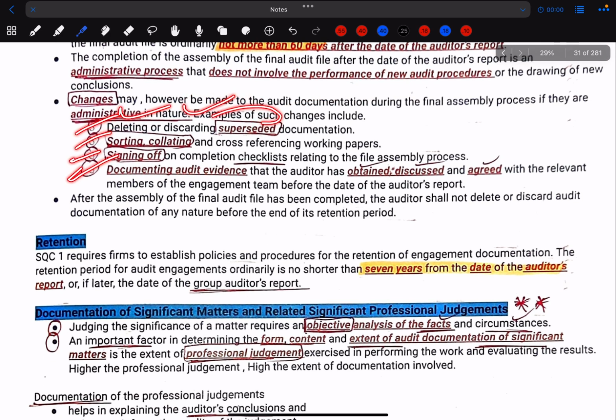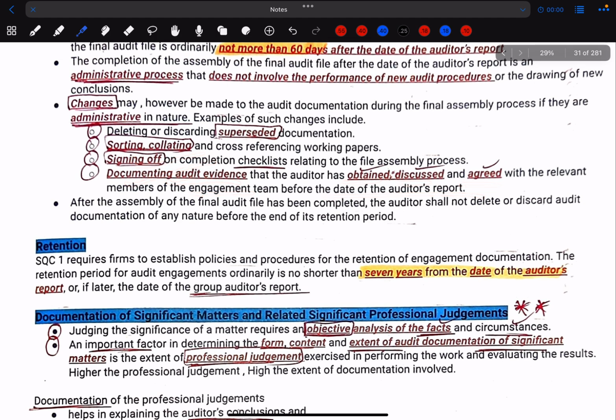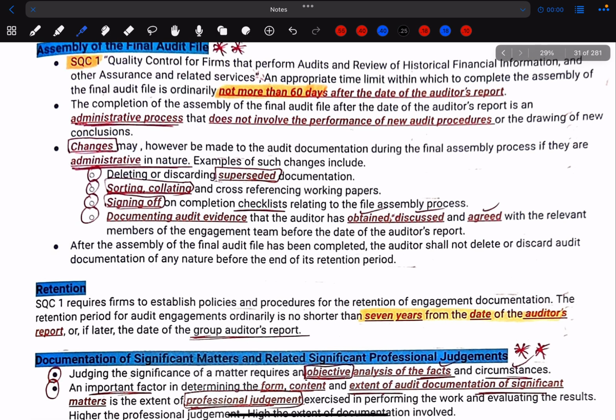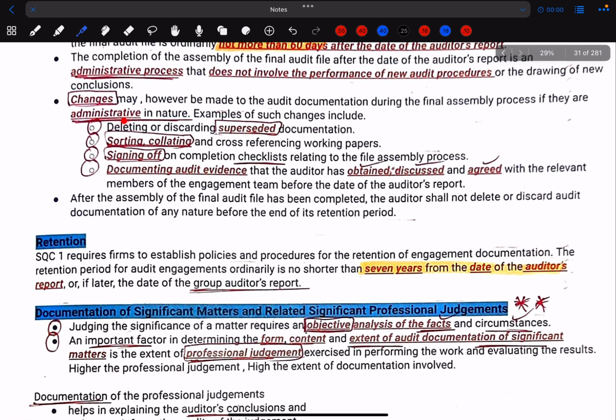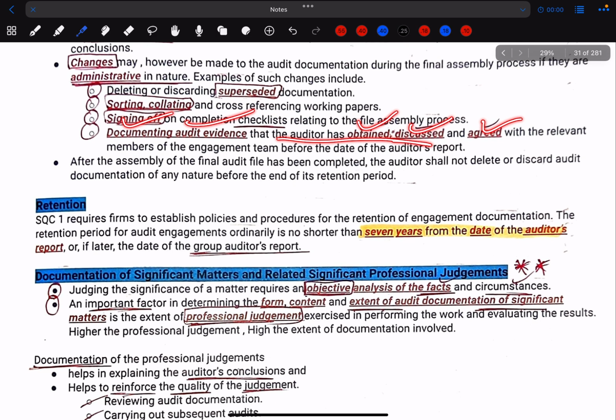First one, deleting or discarding superseded documents, sorting and collating, cross-referencing, signing of the completion checklist related to the final assembly, and documentation of audit evidence that the auditor has obtained, discussed, and agreed with the relevant members of the engagement team before the date of audit report. So you can only make changes in 4 things.